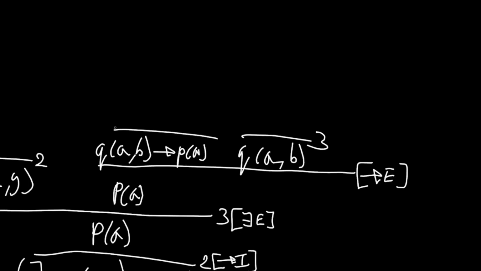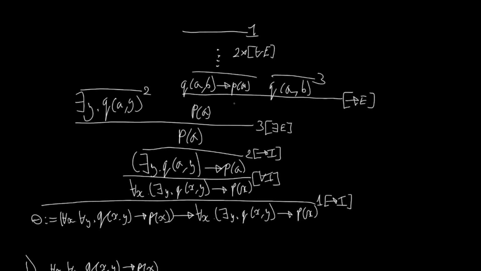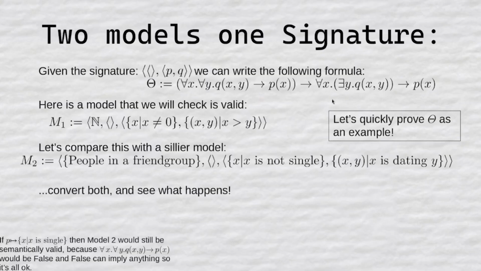And this comes from assumption number 1, using 2 for all eliminations, where we specifically choose to substitute x for a and y for b so that we can match things up ready for this existential elimination. And we'll start talking about the models we're using.